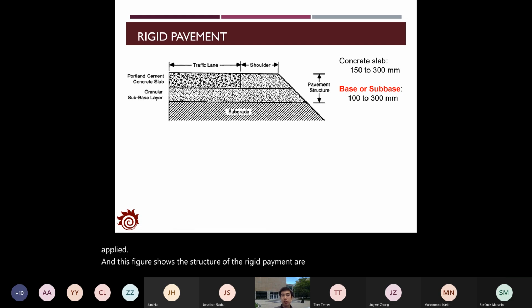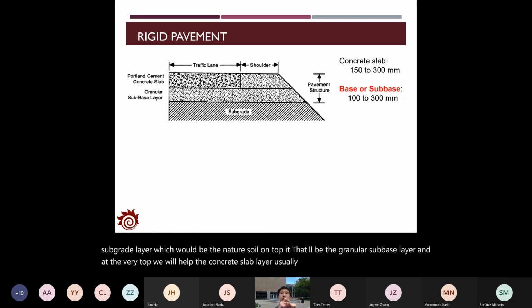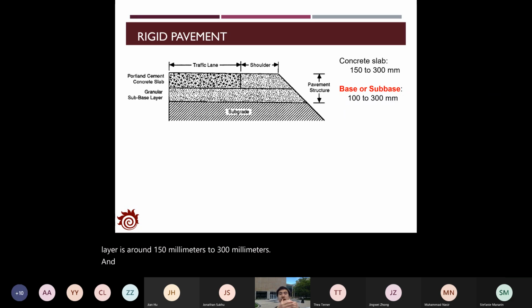It usually has 3 layers. The subgrade layer, which would be the natural soil. On top of it, that will be the granular subbase layer. And at the very top, we will have the concrete slab layer. Usually, the thickness of the concrete layer is around 150 millimeters to 300 millimeters. And for the base layer, it varies between 100 and 300 millimeters.